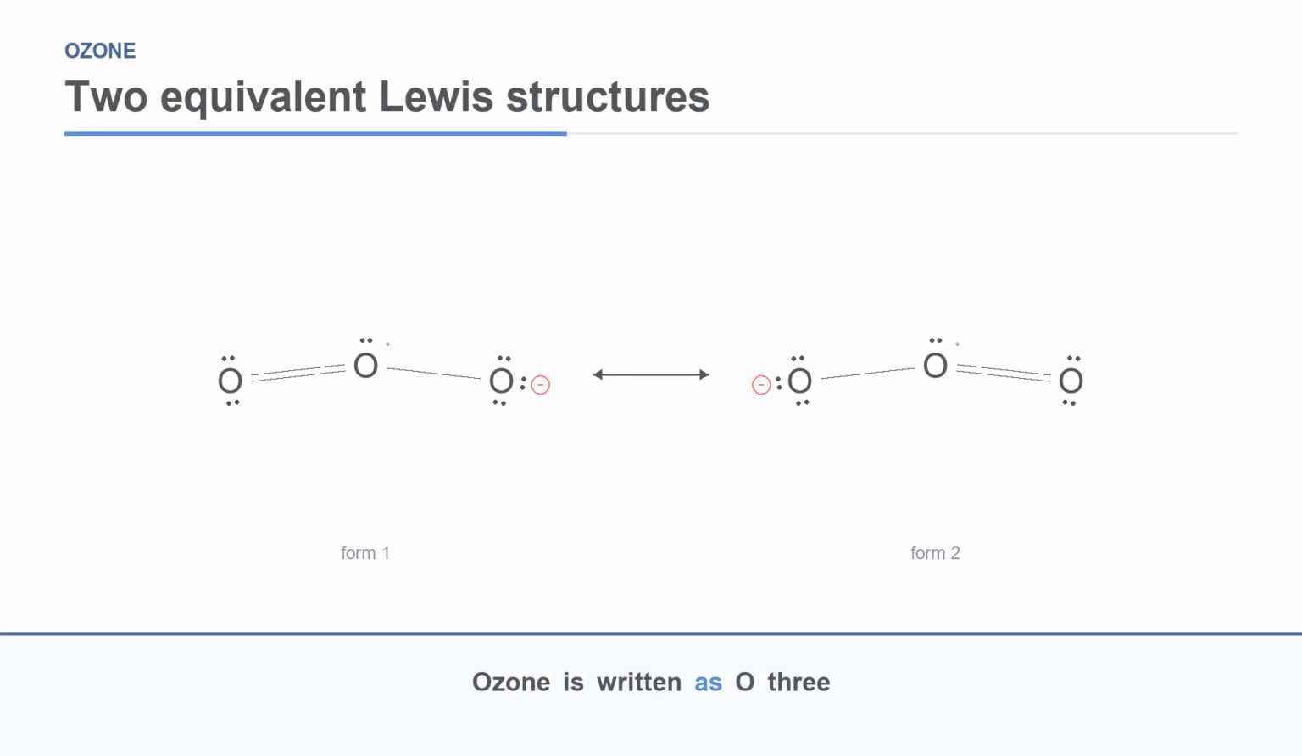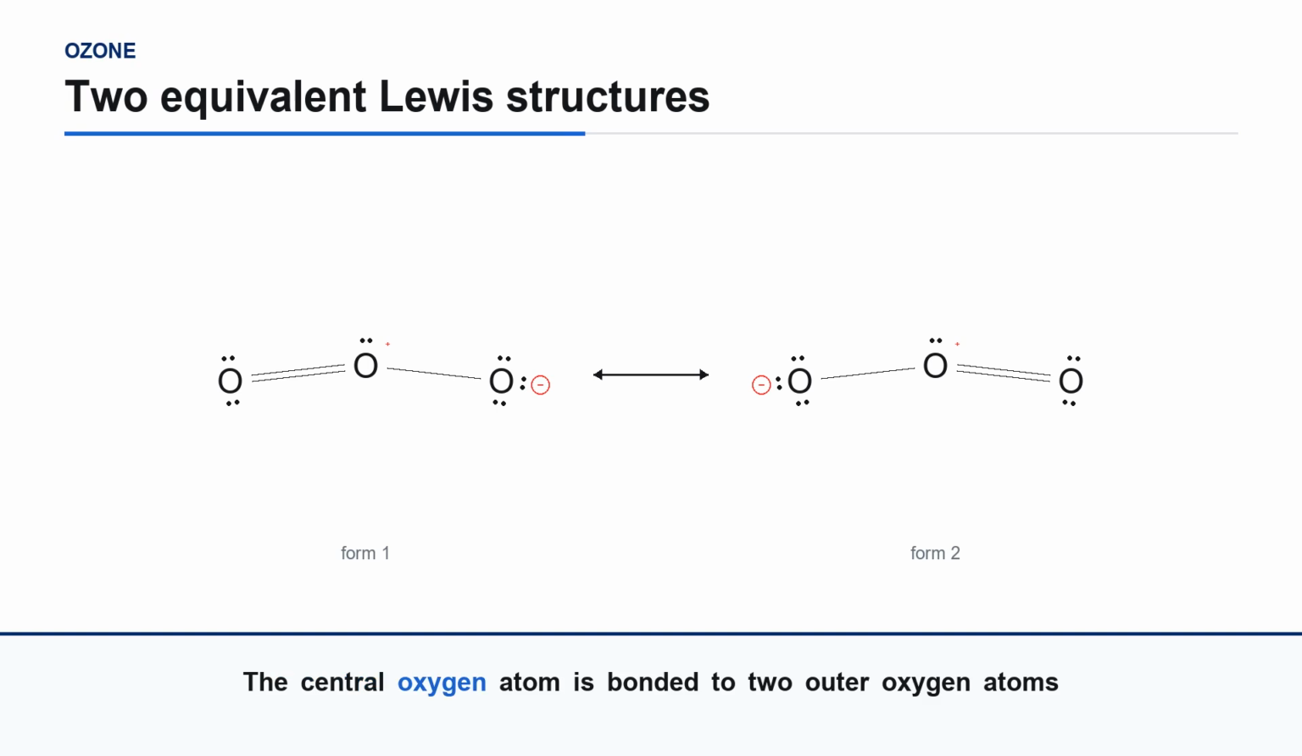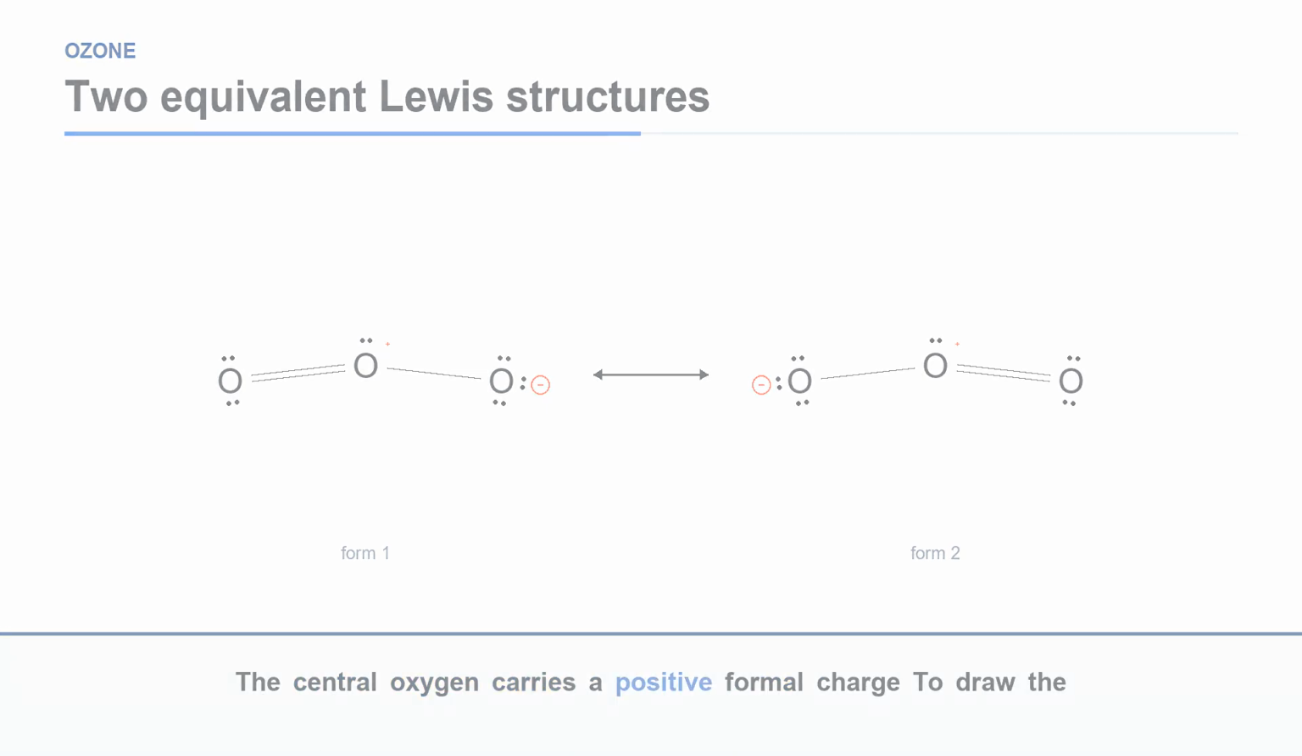Ozone is written as O₃. It contains 3 oxygen atoms connected in a chain. The central oxygen atom is bonded to 2 outer oxygen atoms. In one Lewis structure, there is 1 oxygen-oxygen double bond and 1 oxygen-oxygen single bond. The outer oxygen connected by the single bond carries a negative formal charge. The central oxygen carries a positive formal charge.